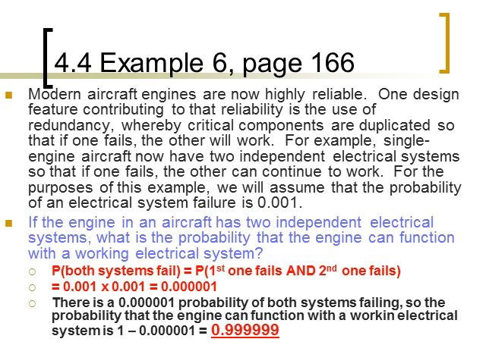But that's not really what we wanted to solve for. We're doing it in a roundabout way. We're asked to find the probability that the engine can function with a working electrical system. So 0.000001 is the probability that both systems fail, so all we have to do is subtract that number from 1. And we get 0.999999. That is a very good probability that the aircraft can function with this electrical system.